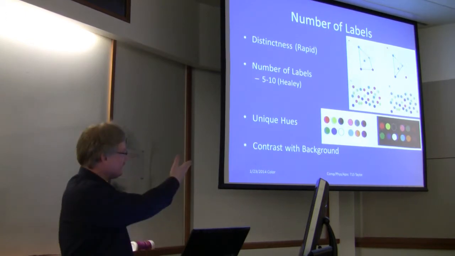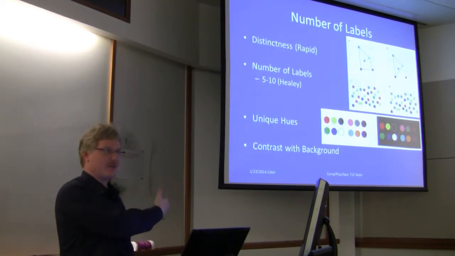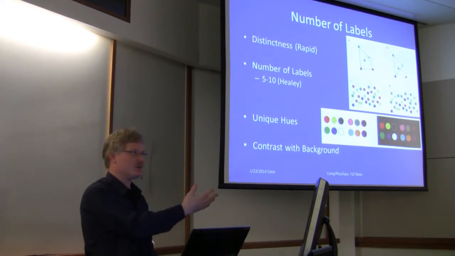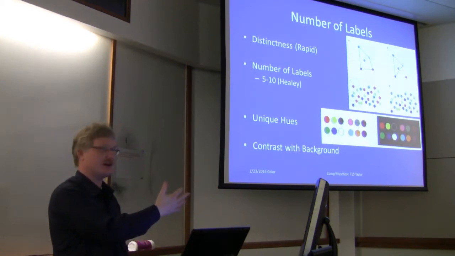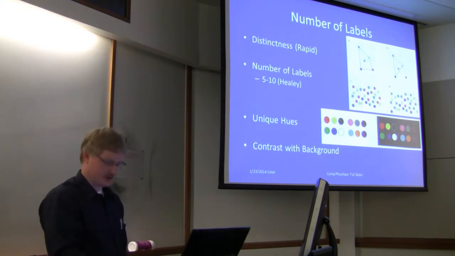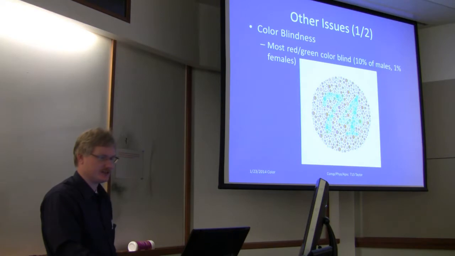Okay, so we're limited to about 12 colors. You probably want one for the background, you probably want one for your labels, and so now you're down to about 10 colors that you can use if you want to show individual things, which matches well with what Chris Healy found in his dissertation.